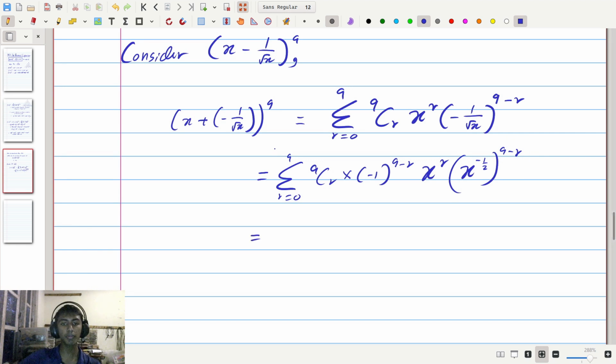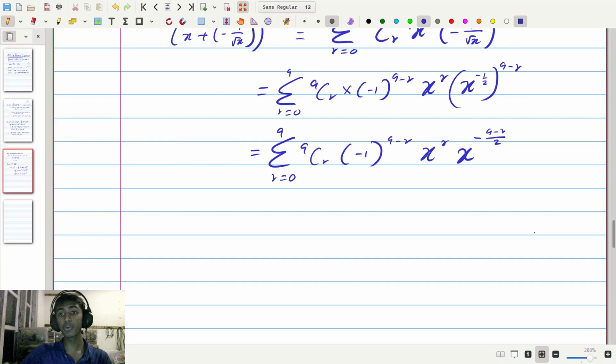Due to this, we can simplify this to be equal to the sum from r equals 0 up to 9 of 9 choose r times negative 1 to the power of 9 minus r times x to the power of r times this bit, which is going to be x to the power of negative 9 minus r divided by 2. The next thing we can do is to use index rules to fuse these two together. We can see we have x to the power of r here, and we have x to the power of minus 9 minus r divided by 2 here.